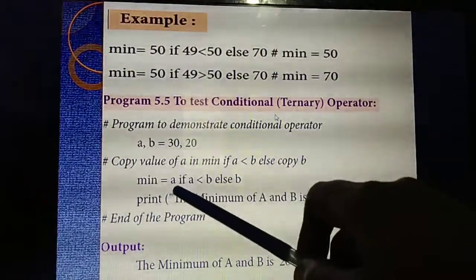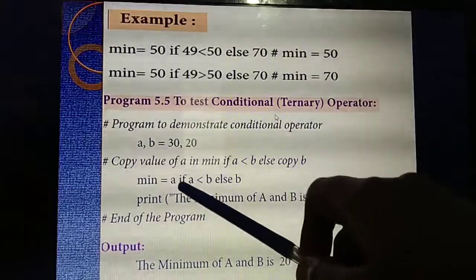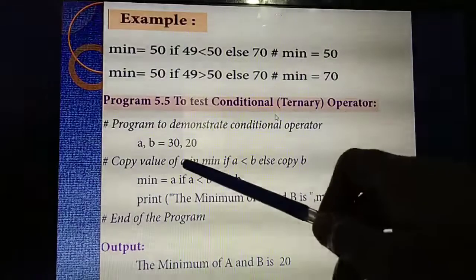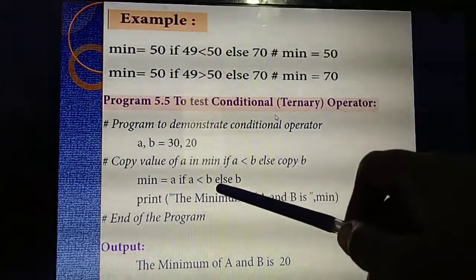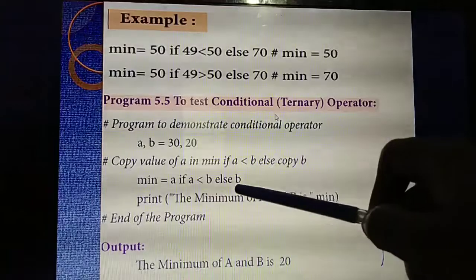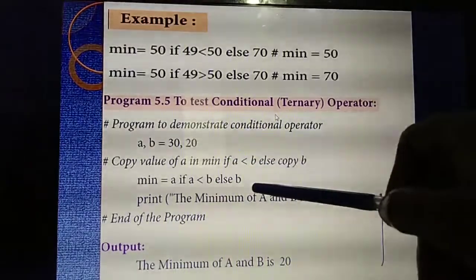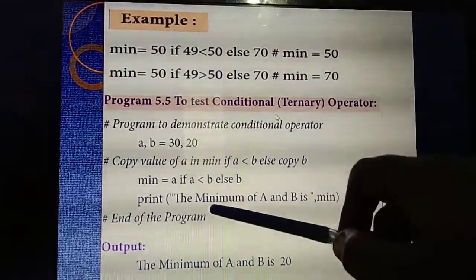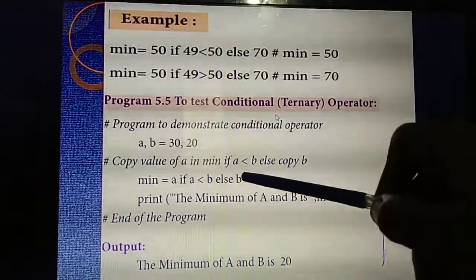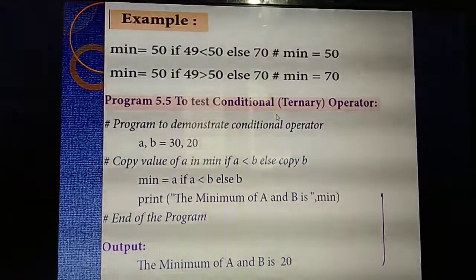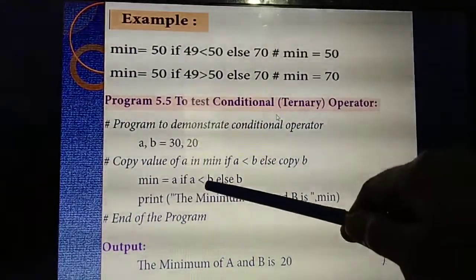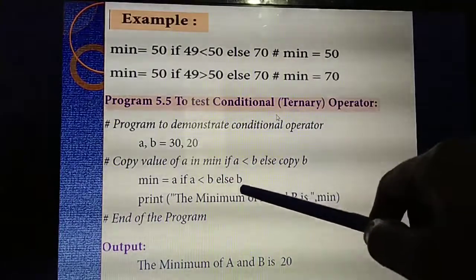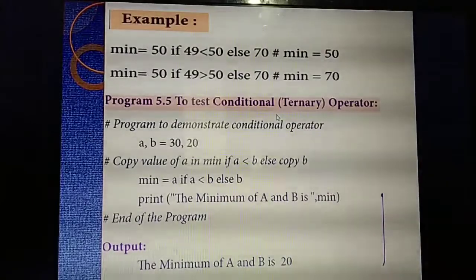Listen, minimum equal to A. What's the value? 30. Minimum value is 30. Is 30 less than 20? Whether the condition is true in this one? No. So which block will execute? Else B. What's the value of B now? 20. So what's the answer you will get? In the print statement they are giving, minimum of A and B is min. So what's the min value you will get? 20. Understand? Substitute here. So this condition is false. 30 less than 20 is wrong. False. So the else block will execute. So which answer you will get? The value of B, 20.